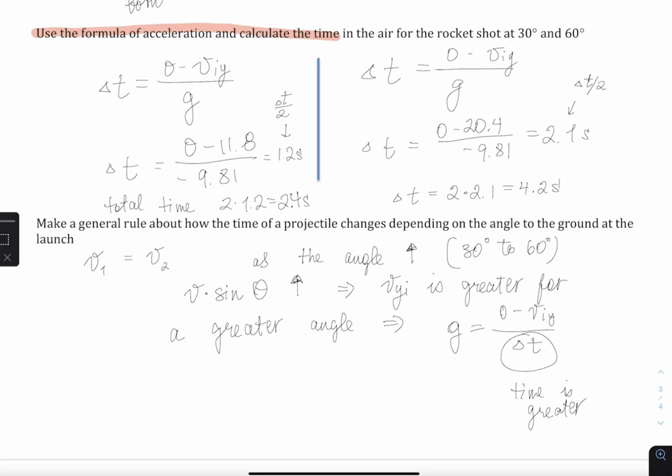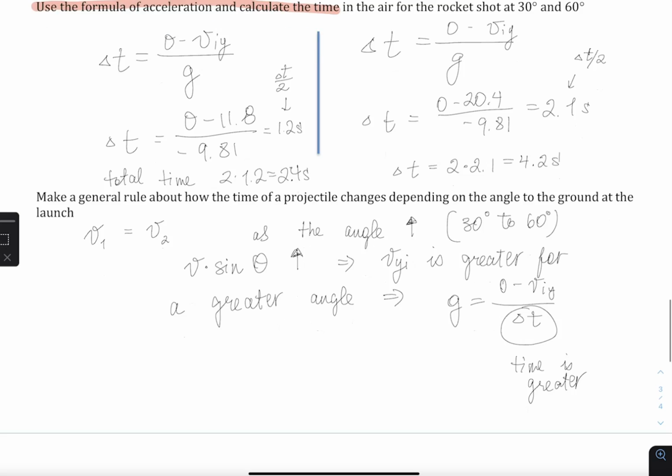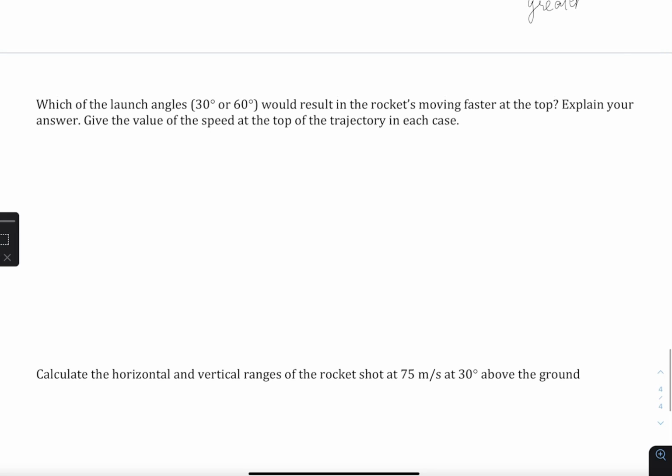So when you shoot a rocket or any kind of a projectile, the higher the angle to the ground, the longer the time in the air. Do not relate to, oh, it's going to go higher. Well, it's going to go higher. Why? Because it has a greater initial velocity. Therefore, it's going to spend a longer time in the air. And therefore, because of the greater vertical velocity, it will also reach a higher point above the ground.